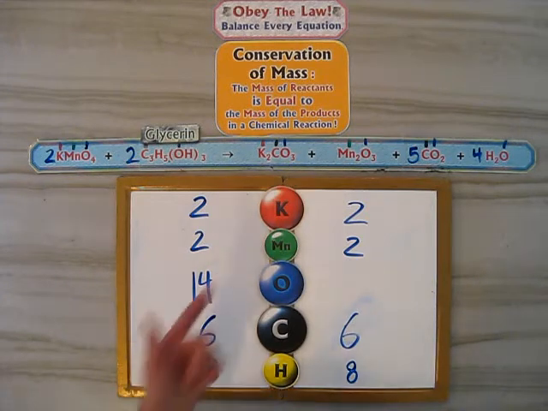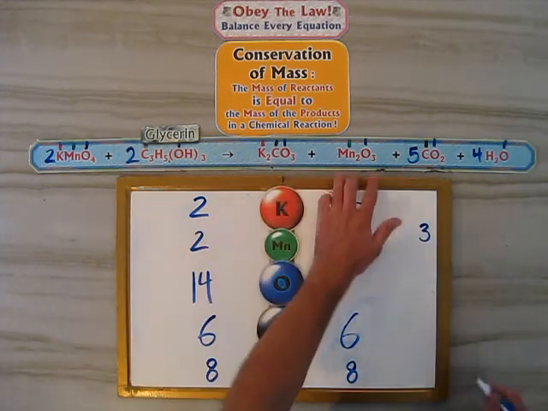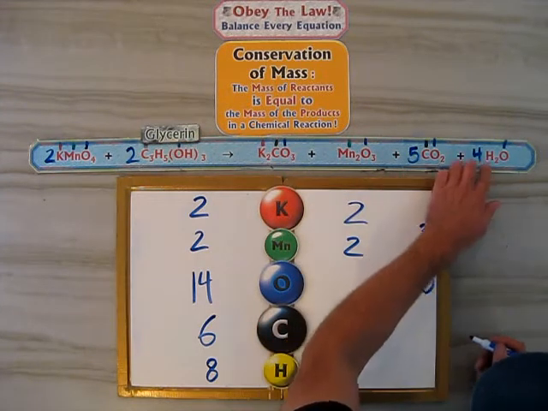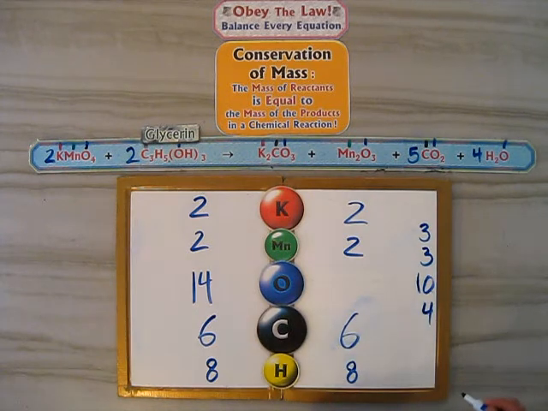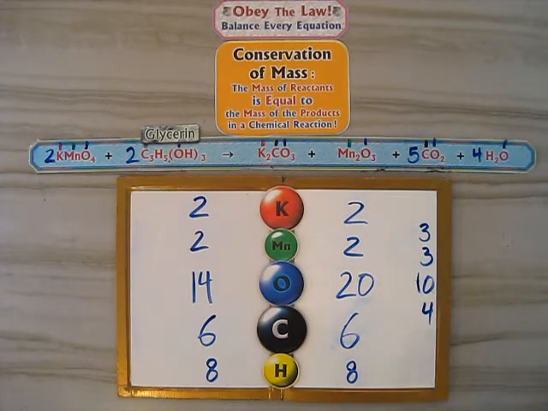Okay, so oxygen is all over the place here. So let me just be careful. 3 there, 3 there, 10 there, and 4. Okay, so, well that's 14. Oh, plus 6, that's 20. So yeah, everything balances but the oxygen, which is a big problem.